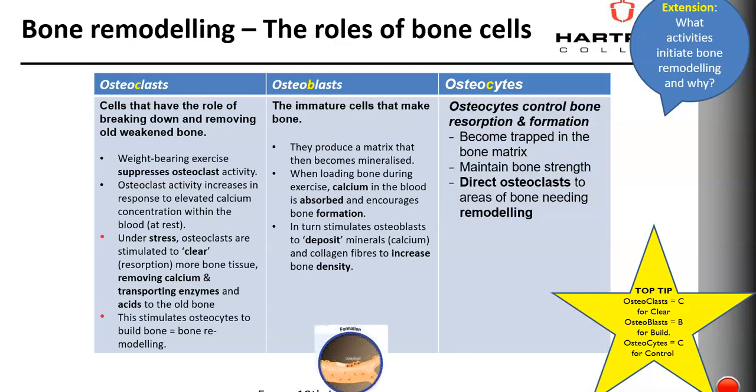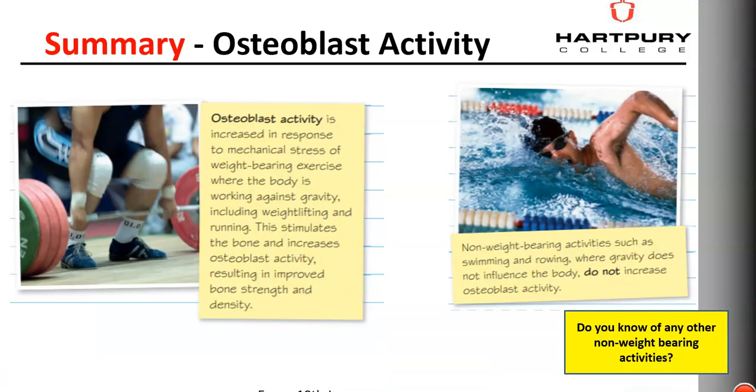Finally, osteocytes control reabsorption and formation. They become trapped in that matrix created by the osteoblasts, and they direct osteoclasts to areas of bone that need remodeling. So as a summary, osteoblast activity is increased in response to mechanical stress. That's our first response. And weight-bearing exercise is where the body is working against gravity, including weightlifting or running, and any activity that is weight-bearing. This stimulates bone and increases osteoblast activity, resulting in improved bone strength and density.